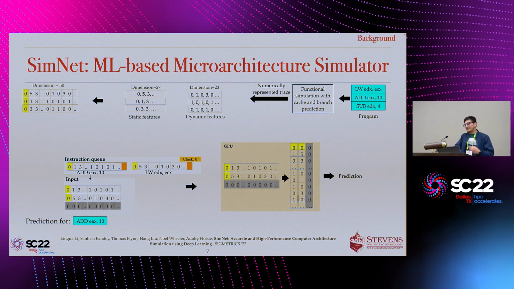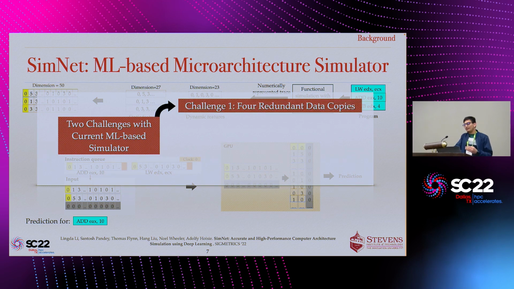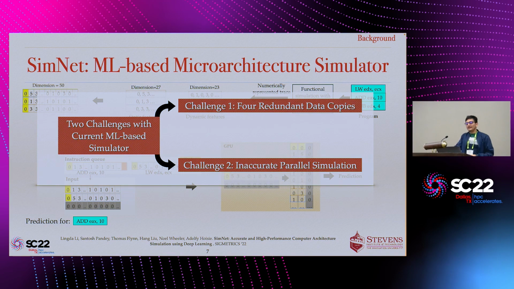Now let's move on to challenges of this workflow. So there are two challenges associated with this current workflow. The first one is 4 redundant data copies. While preparing the input for inference, we have to do data copy 4 times. And the second one is inaccurate parallel simulation.